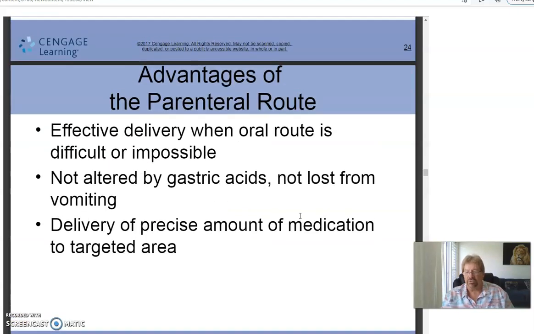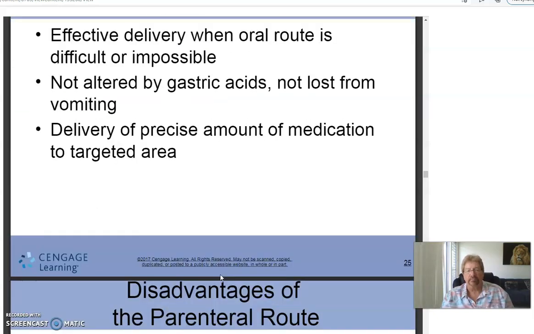Advantages of injectable drugs. Effective delivery when the oral route is difficult or impossible. They can't take a pill, they're unconscious, whatever. It's not altered by gastric acids and not lost from vomiting. Delivery of a precise amount of medication to a targeted area. For example, if an athlete needs an injection of cortisone directly into an injured knee, that puts it right in there.